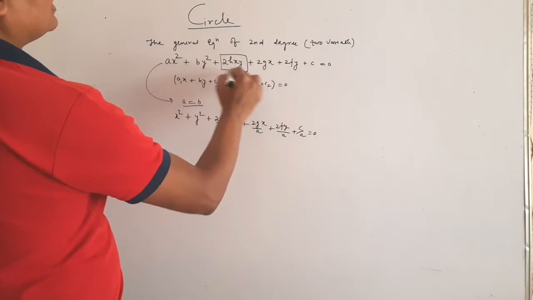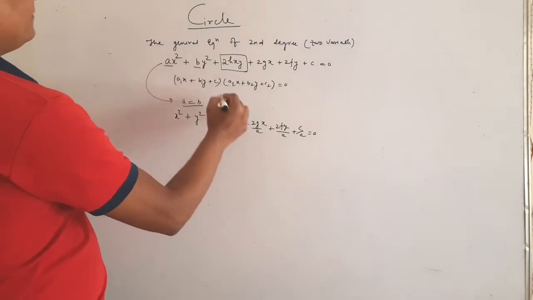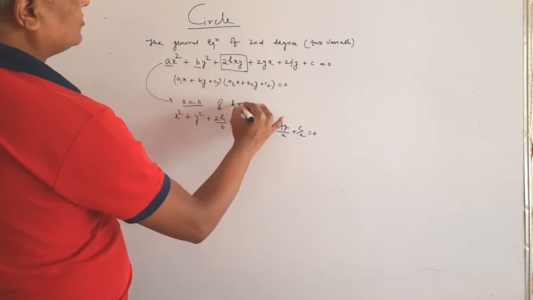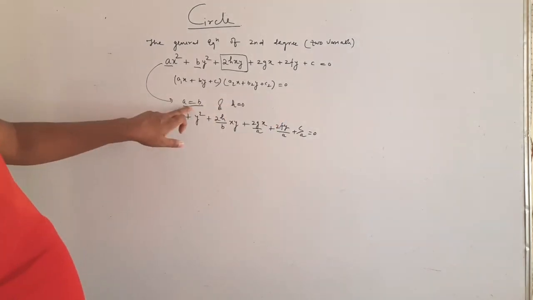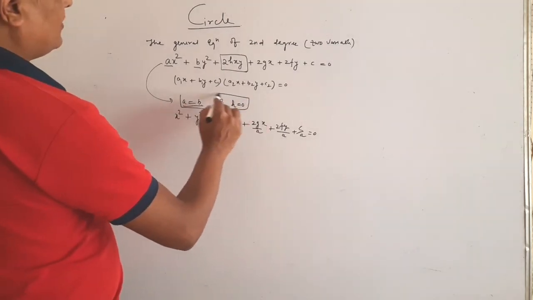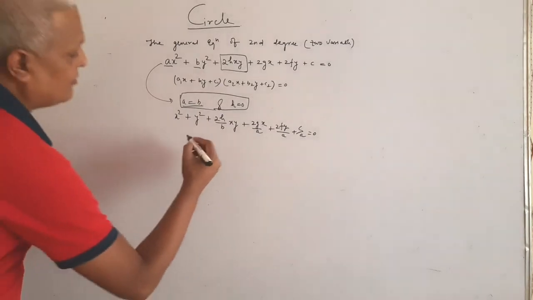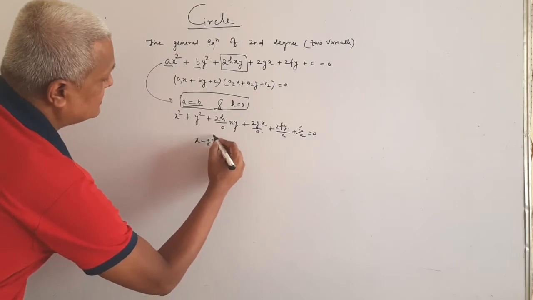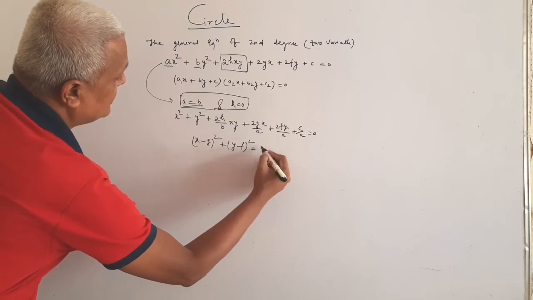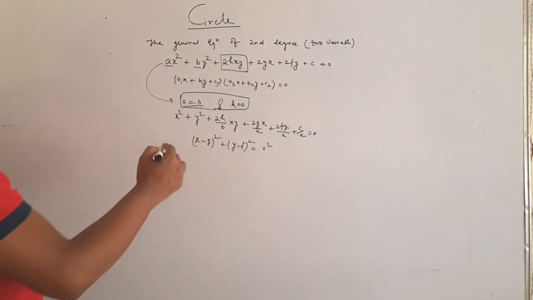Now pay attention to it. We are ignoring this term 2hxy. So the required condition is that a should be equal to b and, at the same time, h should be equal to 0. If a is equal to b and h is equal to 0, then the general equation of second degree represents this, and by manipulation it can be written in the form x minus g whole square plus y minus f whole square equal to r square. So this will represent the circle.